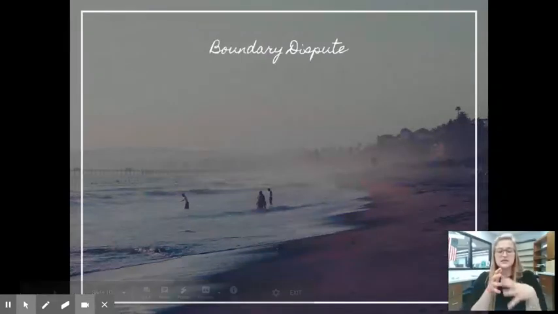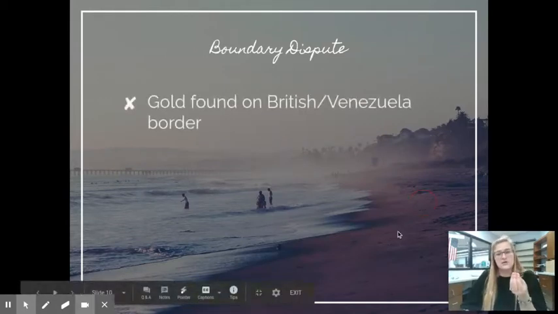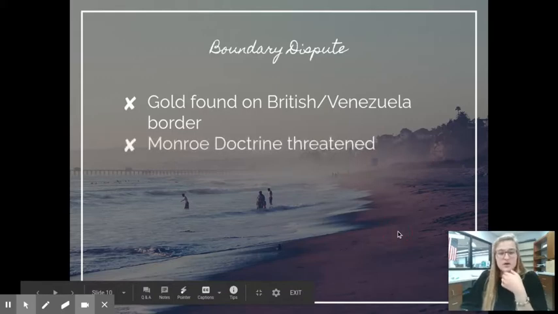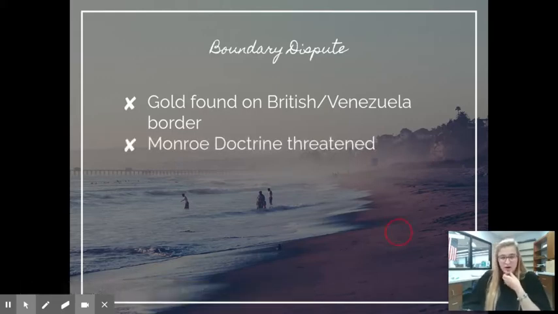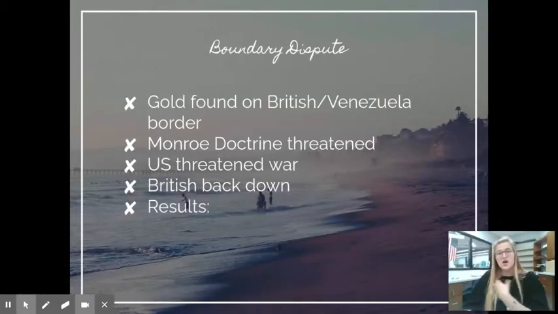So there's a boundary dispute in 1895 between British Guyana, that's held still by Great Britain, and Venezuela, which is a free country. And this boundary had been in dispute for a long time, just countries fighting each other. But the issue becomes a really hot point when there's gold found on that boundary. So this threatens the idea of the Monroe Doctrine. Remember, the Monroe Doctrine is the idea that America is the policeman of the Western Hemisphere, and the Western Hemisphere is closed to any new conquest.